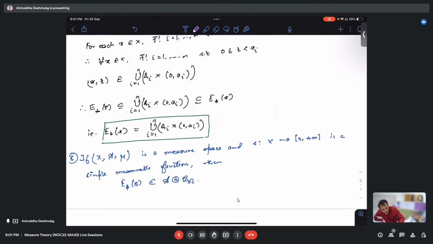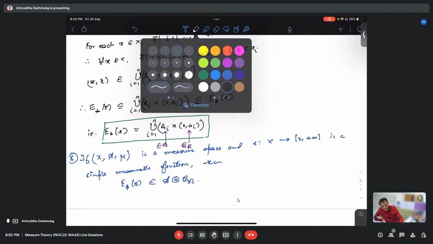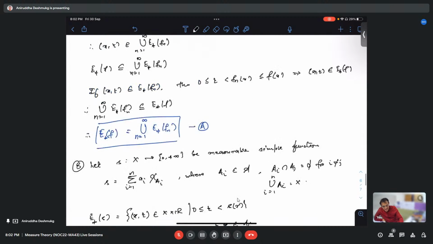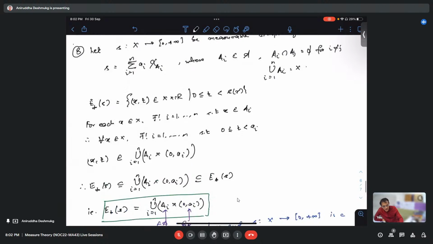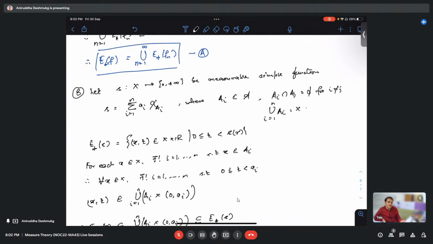So why is that so? It is because this is inside A and this is inside the Borel sigma algebra. So the Cartesian product is inside the sigma algebra generated by the individual Cartesian products, and this sigma algebra is closed under finite unions. Therefore, E star S is inside this sigma algebra. Okay, so this is the next result. Now, what we want to do is do this for any non-negative measurable function. And we have already done it for simple functions. So it is easy to see that for any non-negative measurable function, it must hold.